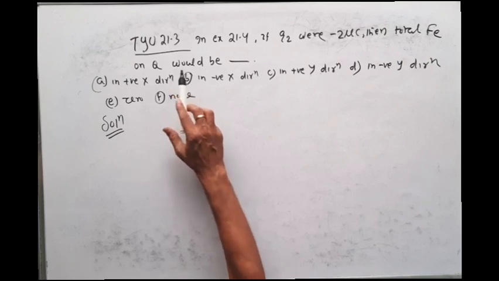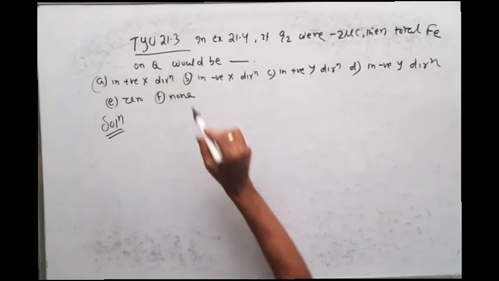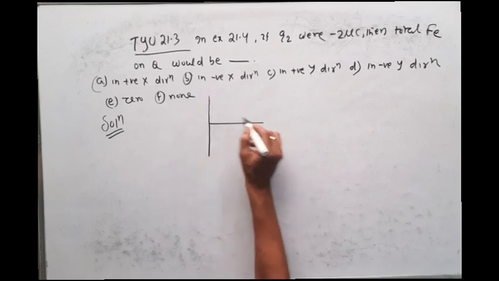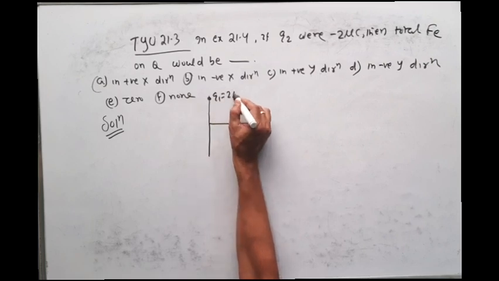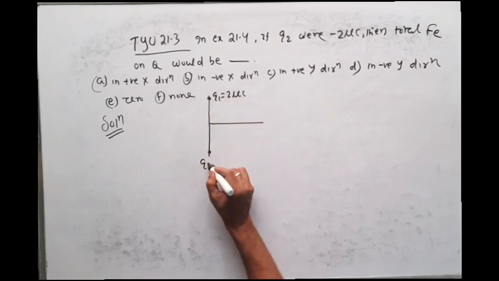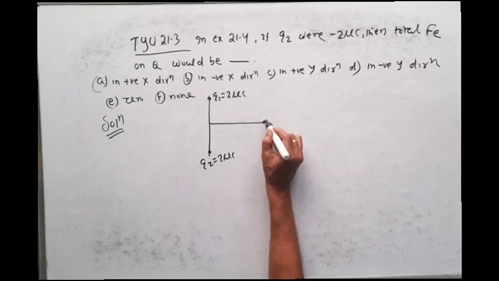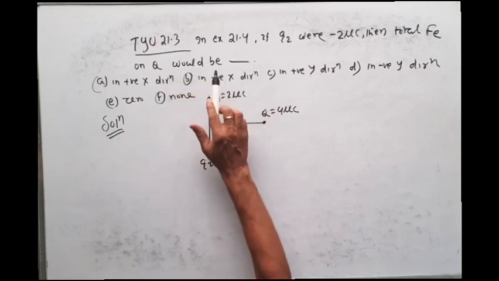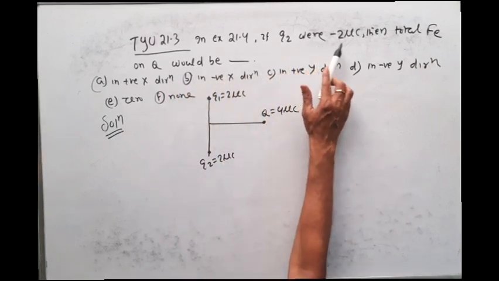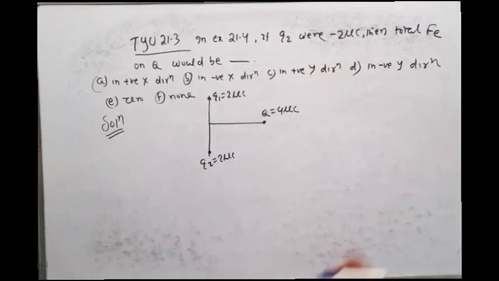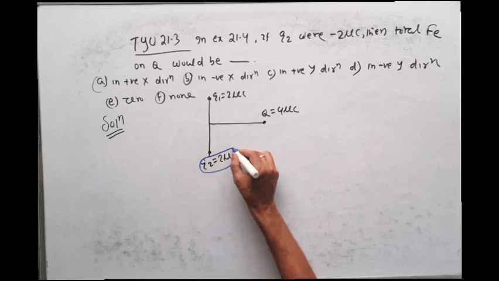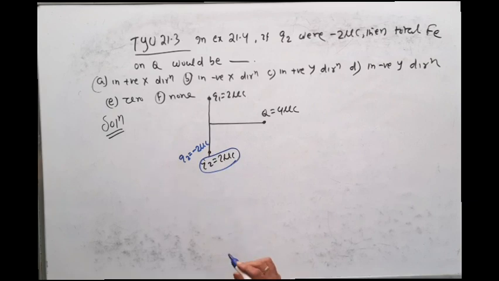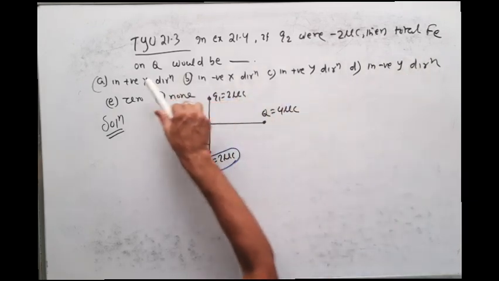Solution, you see, you take test your understanding 21.3. In the last example 21.4, here Q1 is equal to 2 microcoulomb and here we had taken Q2 equal to 2 microcoulomb. We were calculating the force on 4 microcoulomb. But in this example, if Q2 were minus 2 microcoulomb, which was initially 2 microcoulomb, if we keep Q2 equal to minus 2 microcoulomb, then what will be the total force on Q?